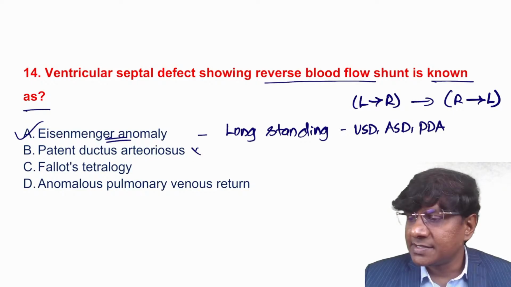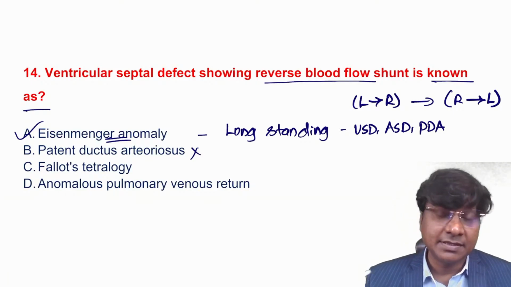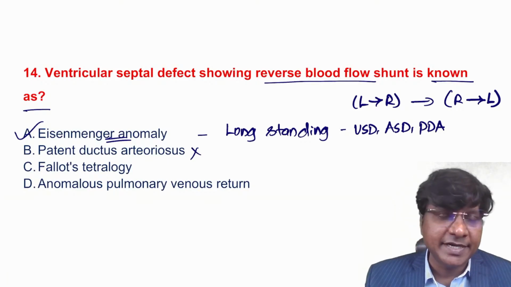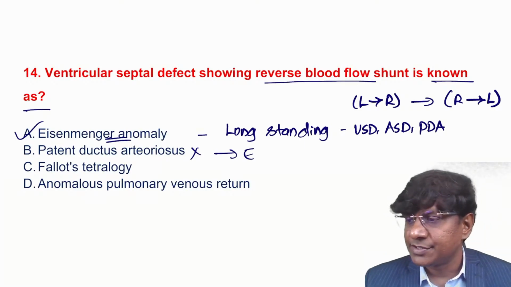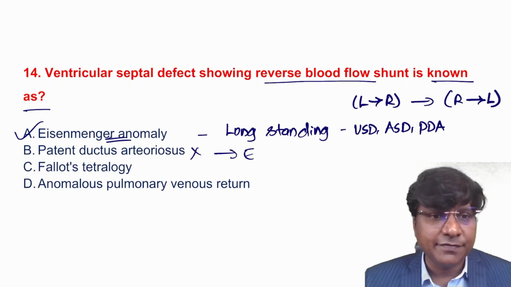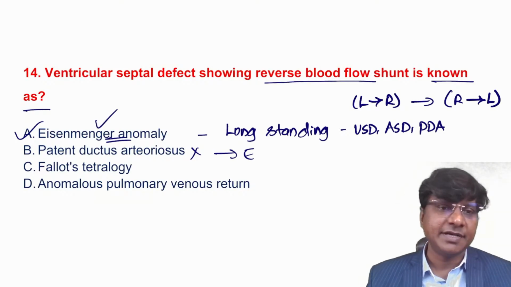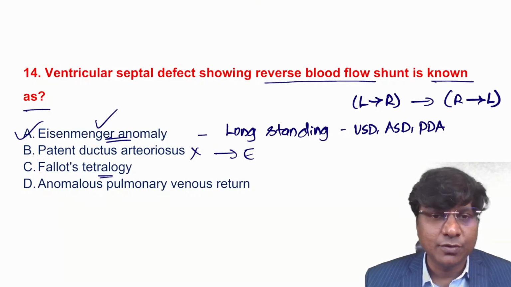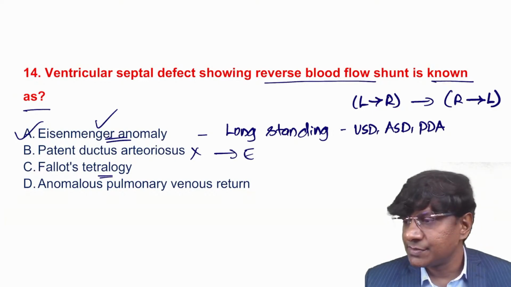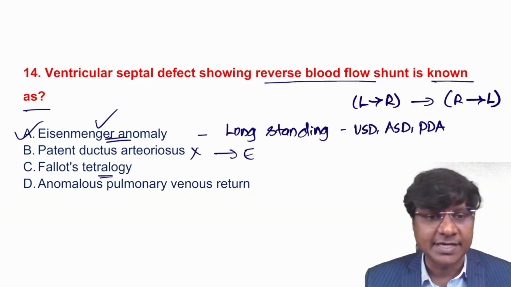So in patent ductus arteriosus, if there is development of pulmonary hypertension, this can turn into Eisenmenger's, but reversal of the flow is already observed in the Eisenmenger's anomaly. And in case of tetralogy of Fallot, these are your cyanotic congenital heart diseases.